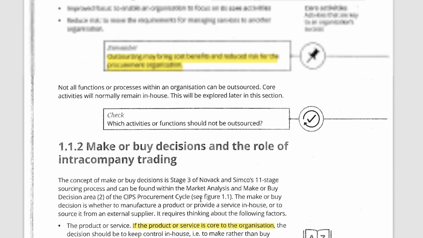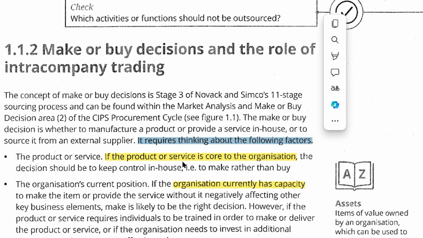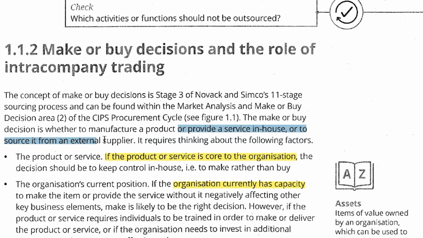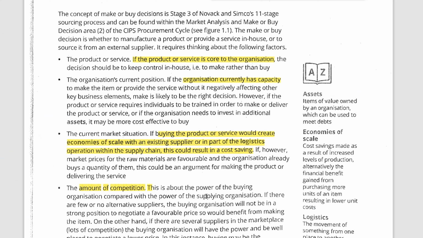So we are going to the book, page number 5 and this is page number 6. The make decisions we are discussing are the same thing here. It requires thinking about the following factors. These factors we have to consider before taking the service in-house or sourcing it from external suppliers. The first is whether the product or service is core to the organization. That is the first point. The book is the ultimate solution. If you read the book, then your understanding will improve. If any question comes with a little change, then you can easily catch what the answer would be.